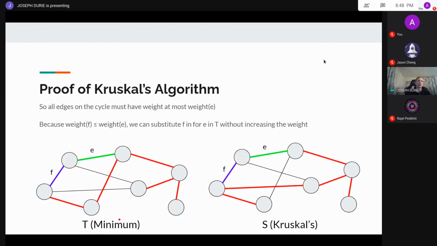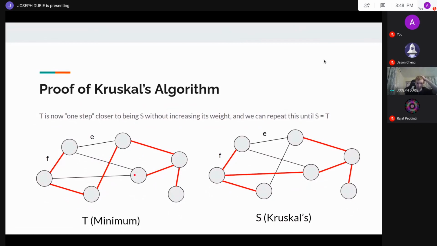That's also a not super rigorous part. But we're more focused on the argument about the weight than on this still being a spanning tree. It makes sense that if it splits it into the same 2 components, this edge that joins those 2 components here would join the 2 components here. Okay. So now T is one step closer to being S without increasing its weight, right? So we've taken E out of T and we've added F. So now these trees are, in a sense, more similar. They have more edges in common.